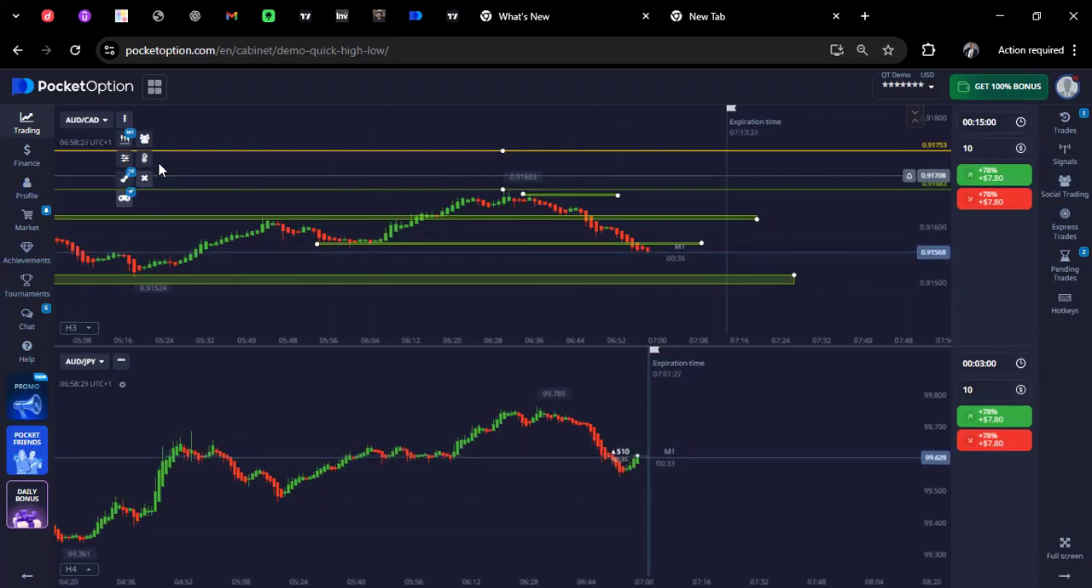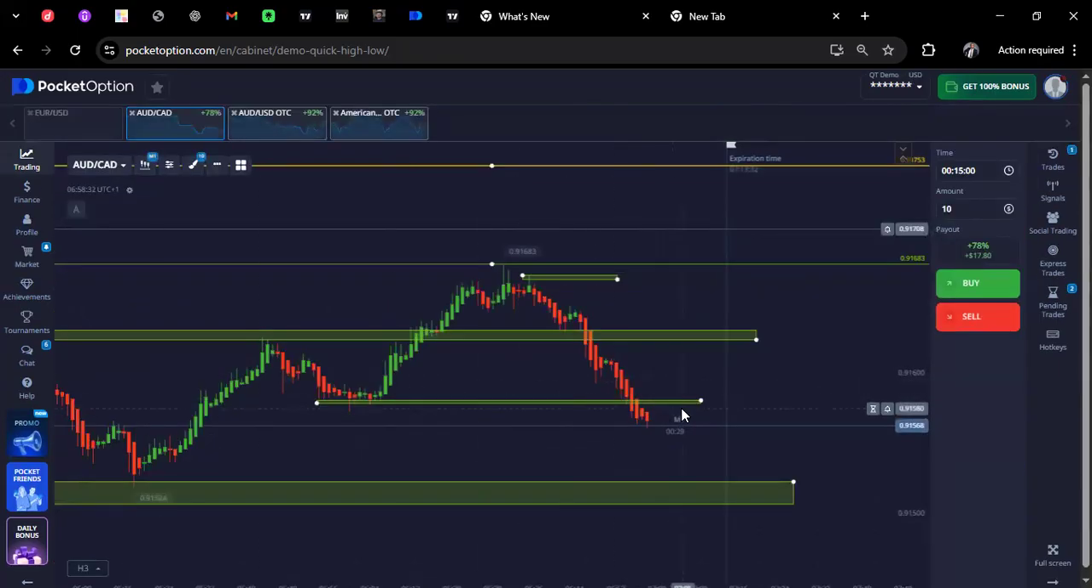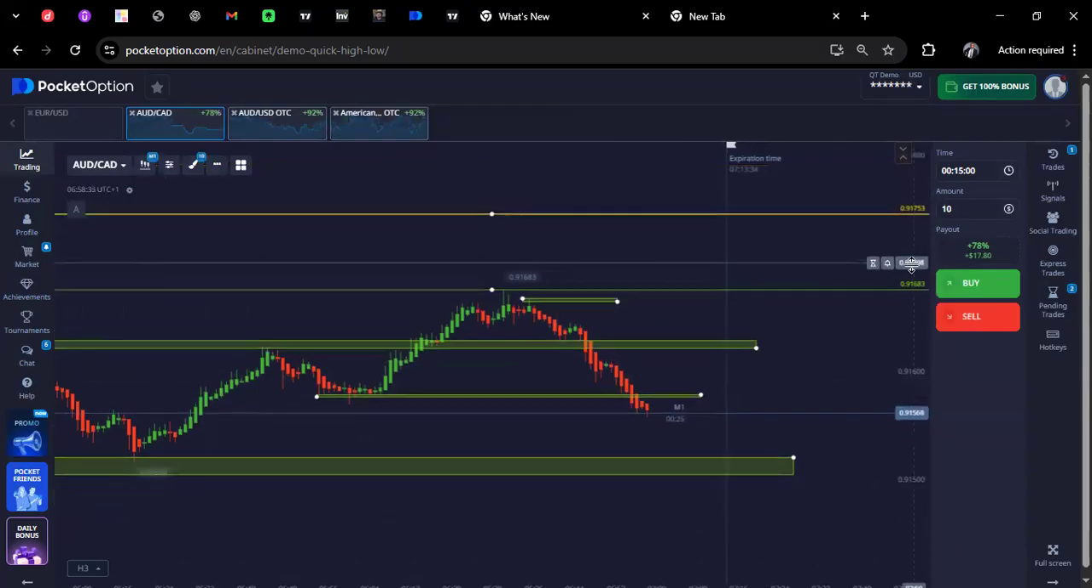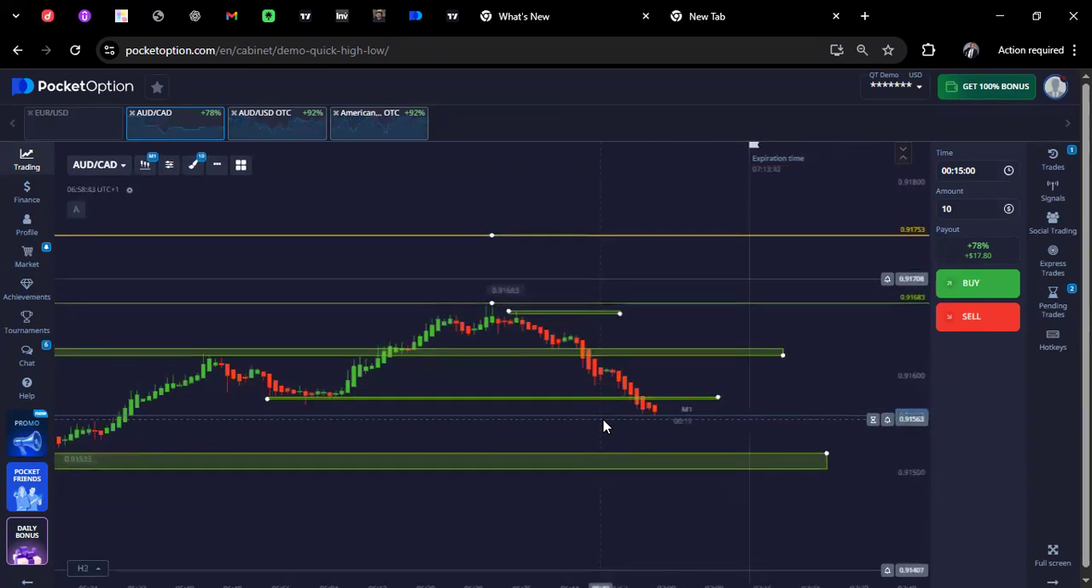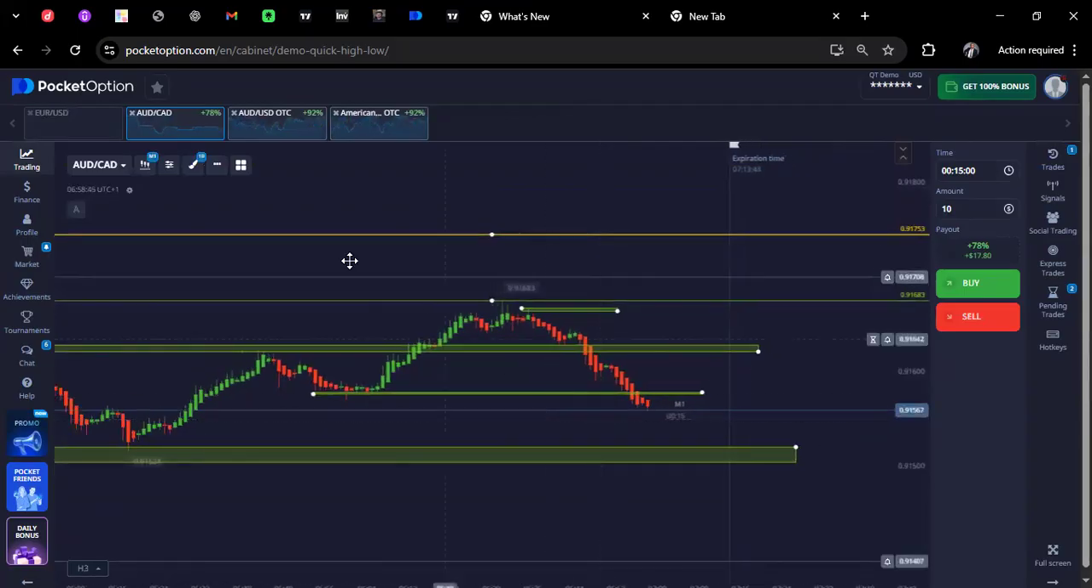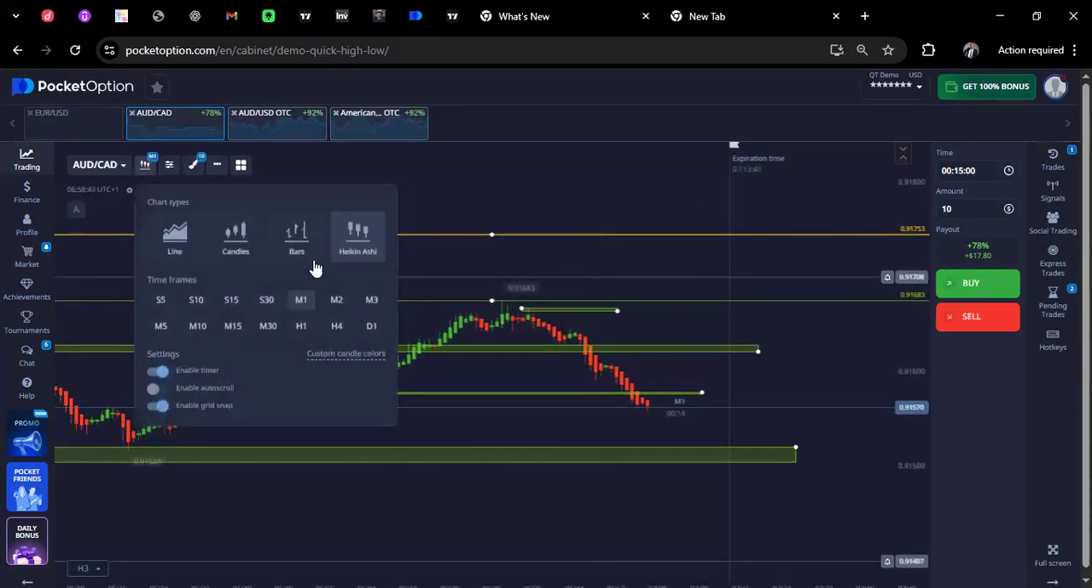I'm going back to AUD USD. Let's look at AUD CAD. AUD CAD is still trending downwards, like aggressively. You guys see, trending downwards aggressively.